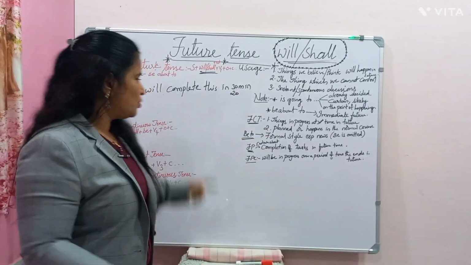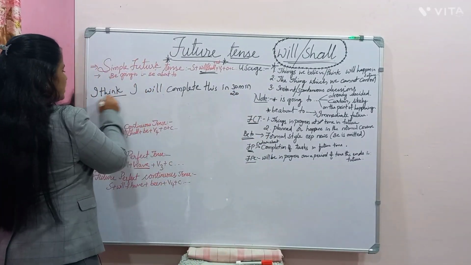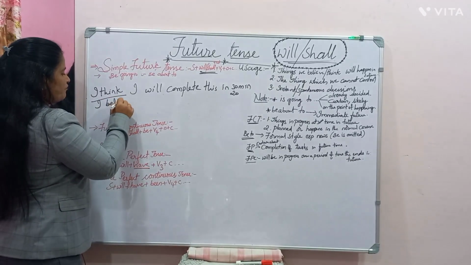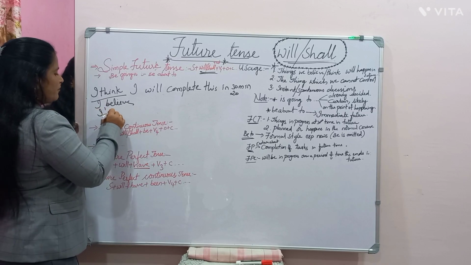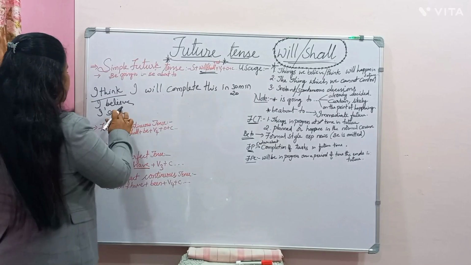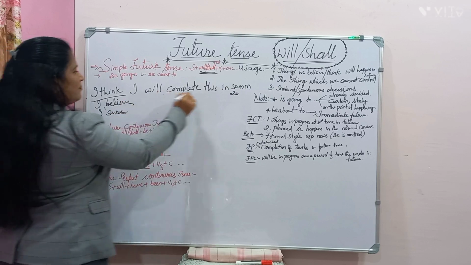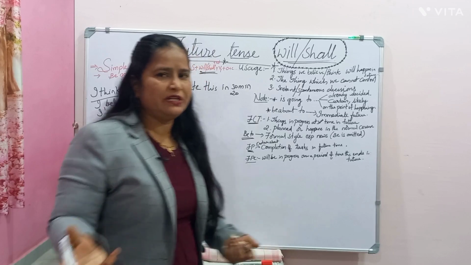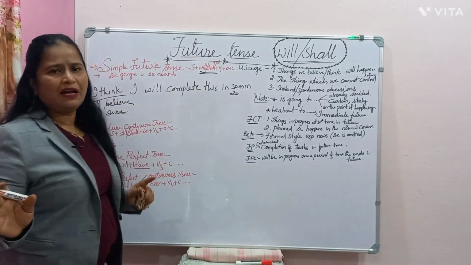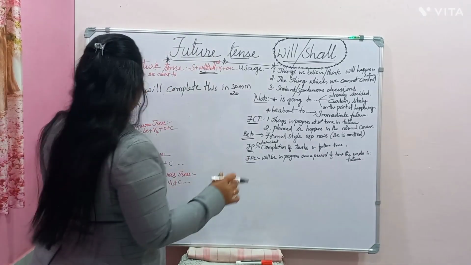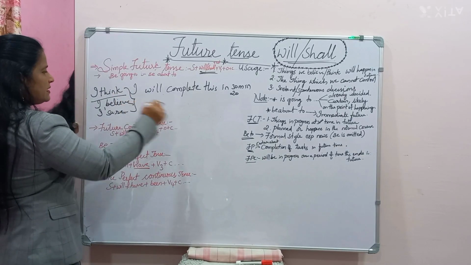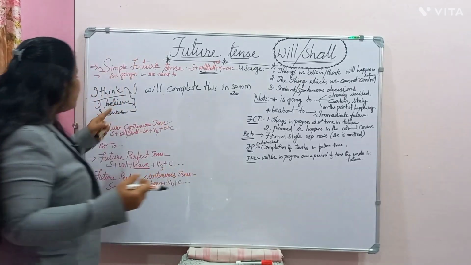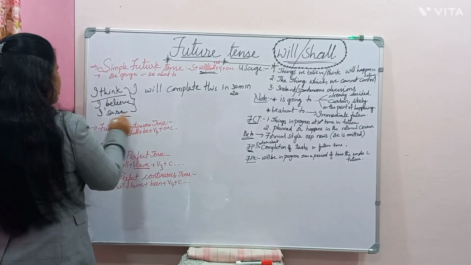Let's see. So generally we start with I think, I believe, I am sure. If I am sure, definitely I can say that I am sure I will complete the class in 30 minutes. I believe it will complete in 30 minutes. I think I will complete it in 30 minutes. Likewise, with these starting sentences we use, without this also we can say this. I think, I believe; I am sure is when you are sure.